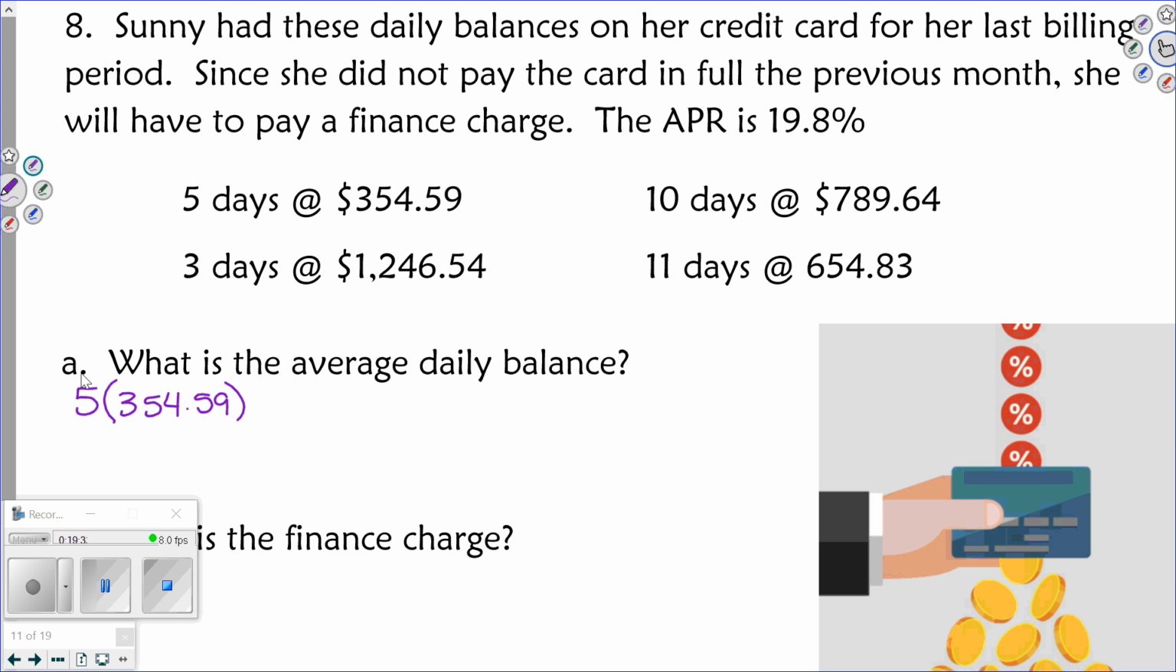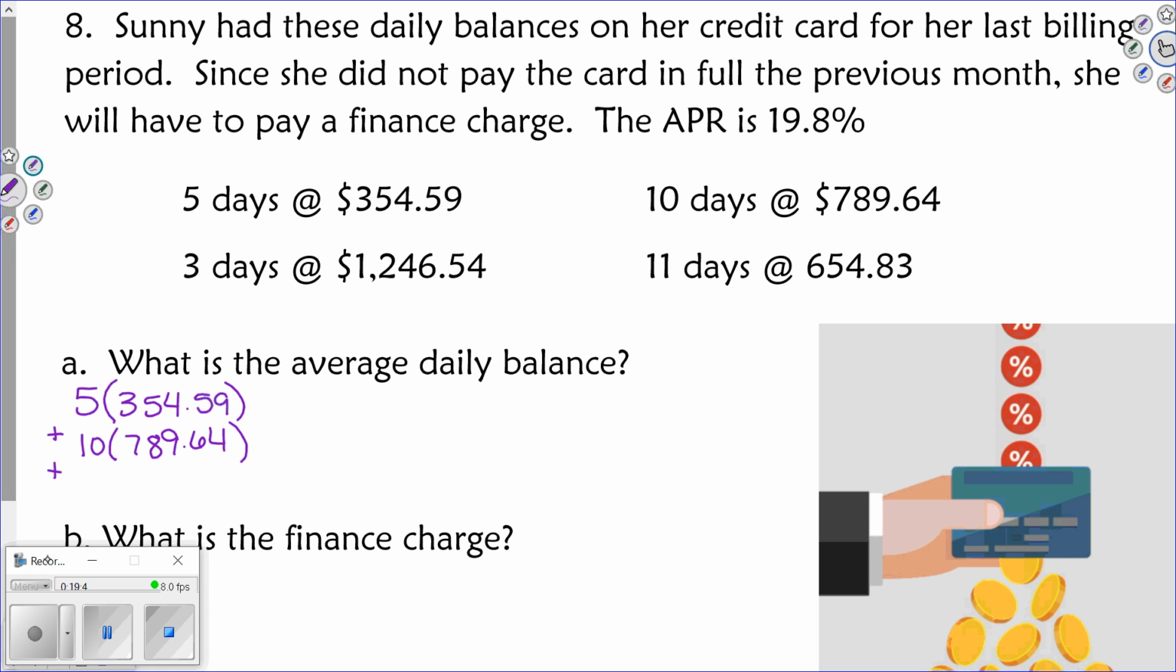$354.59 plus 10 days. It was $789.64 plus 3 days, $1246.54, and 11 days, $654.83. Now, why does she only have like 4 sets of numbers versus other ones we looked at, there was a lot more numbers? What's that tell you about her spending abilities? Yeah, she doesn't spend much. She doesn't use her credit card often. So she would have used it only, what, like 3 or 4 times to have those different daily balances?